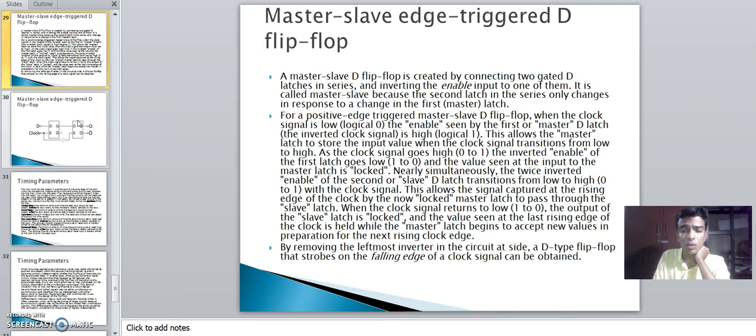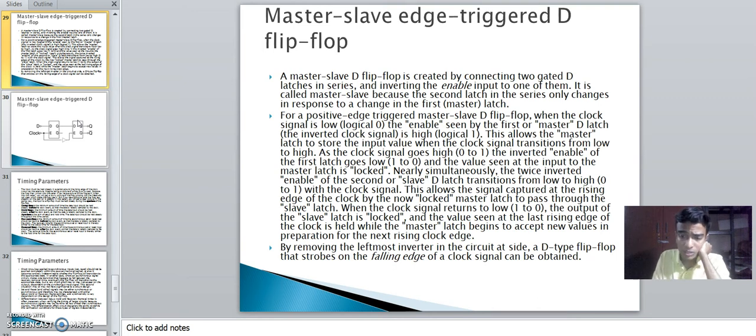As the clock signal goes high, 0 to 1, the inverted enable of the first latch goes low, 1 to 0, and the value seen at the input to the master latch is locked. Nearly simultaneously, the twice inverted enable of the second, or slave, D latch transitions from low to high, 0 to 1, with the clock signal. This allows the signal captured at the rising edge of the clock by the now locked master latch to pass through the slave latch.